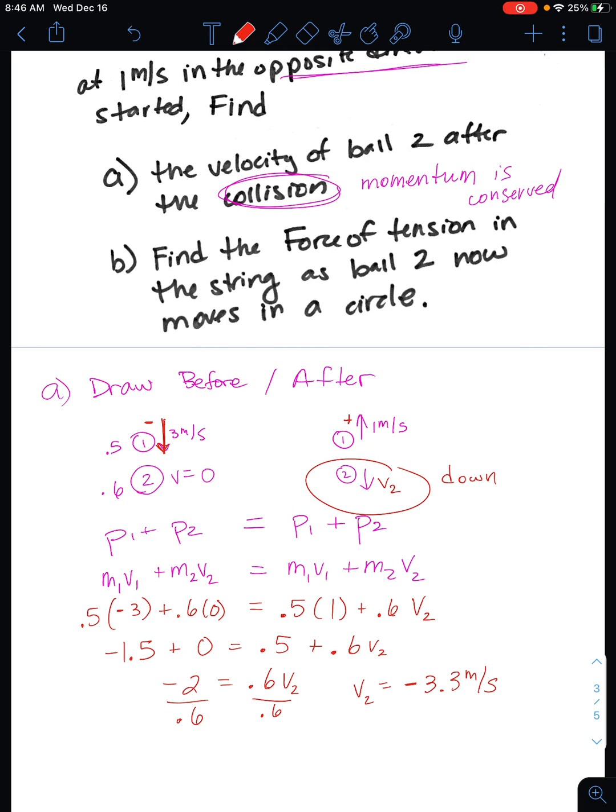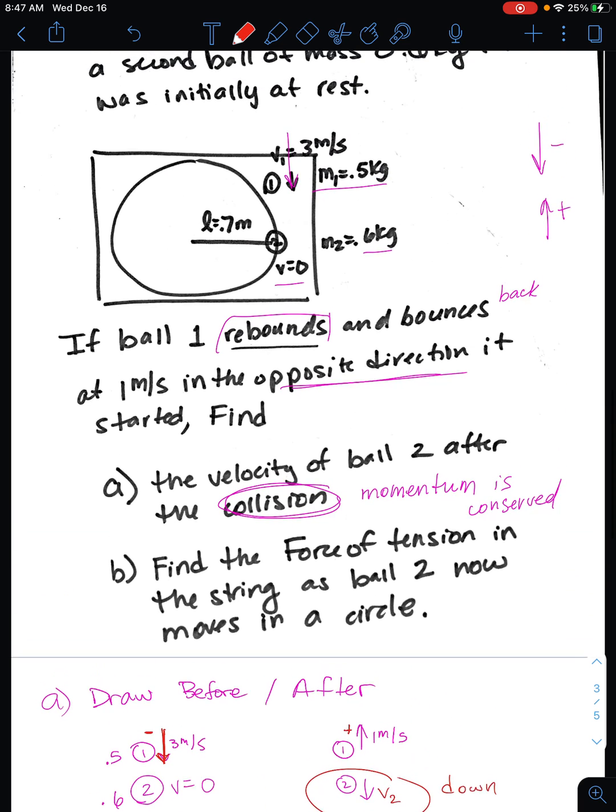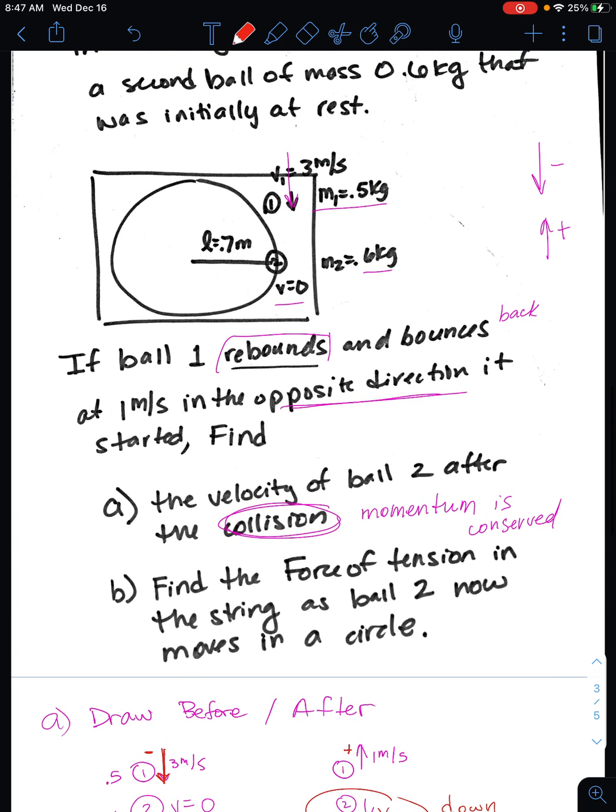Okay, so the speed is 3.3, the direction is downward. That's why we got this negative value for our velocity of the ball. And now for part B, find the force of tension in the string as ball 2 now moves in a circle. So ball 2 is going to start moving downwards, which is tangent to this circle. And as it's moving at this new velocity, the goal is to find the tension in this string right here.